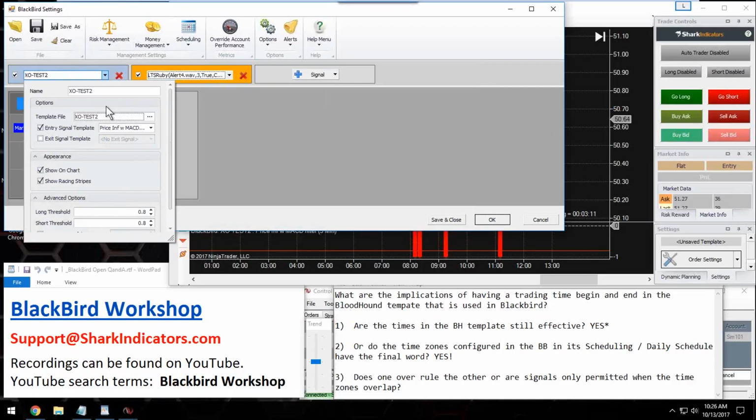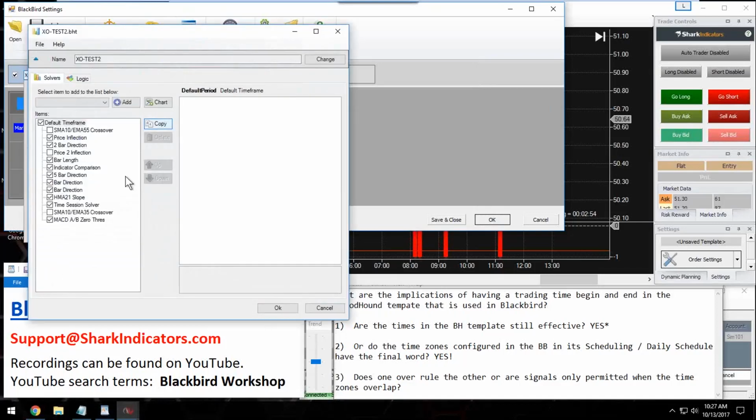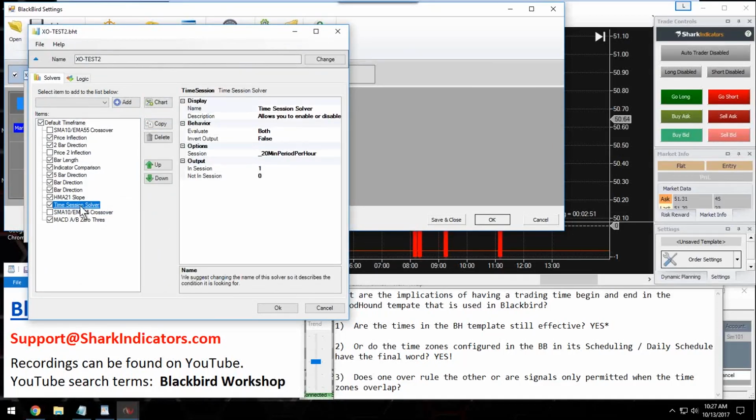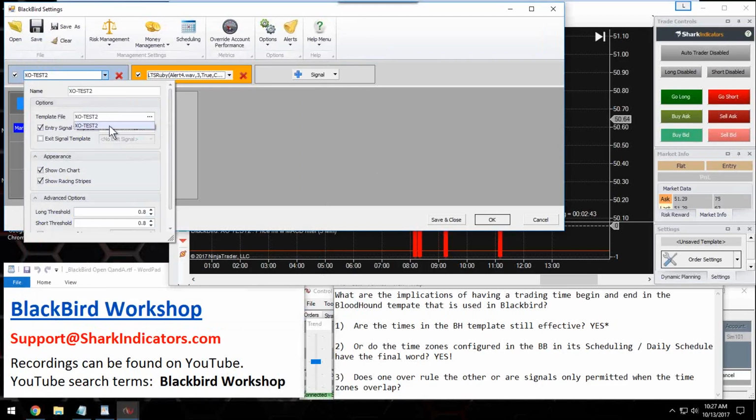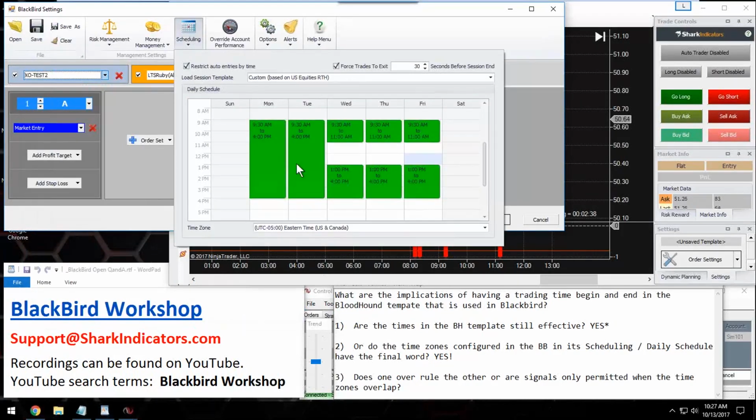Same thing with Bloodhound. Blackbird only knows when Bloodhound generates a trade signal. It doesn't know what Bloodhound is doing internally. Blackbird is not aware of Bloodhound's time solver, or of these individual solvers internally. It's only aware of when Bloodhound passes a trade signal to Blackbird, and then Blackbird just decides, am I allowed to trade that signal or not?